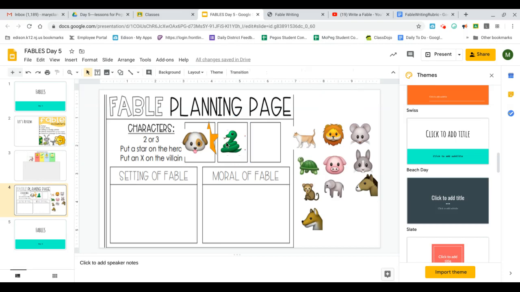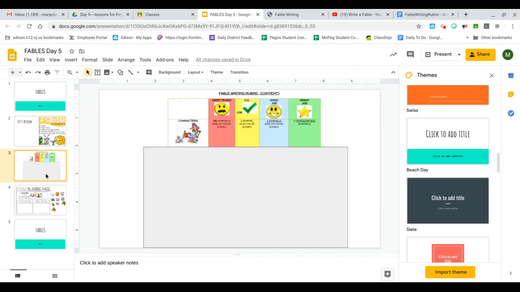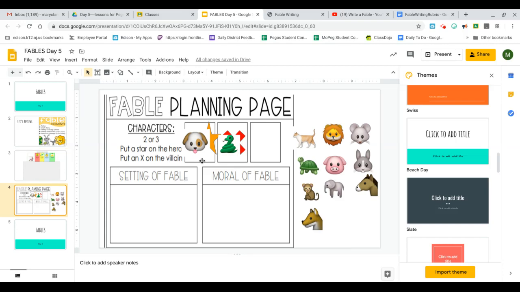So your job today, let's review. We know that in order to have a strong fable, we need to have at least 2, if not 3 characters in the story. Tomorrow, we are going to be talking about personification. What does that mean and what does that look like? And we're going to talk about personification of these animals. Your job on your slide today is to go ahead and decide who are going to be your characters and who is your hero and who is your villain. And that is all you are doing today.